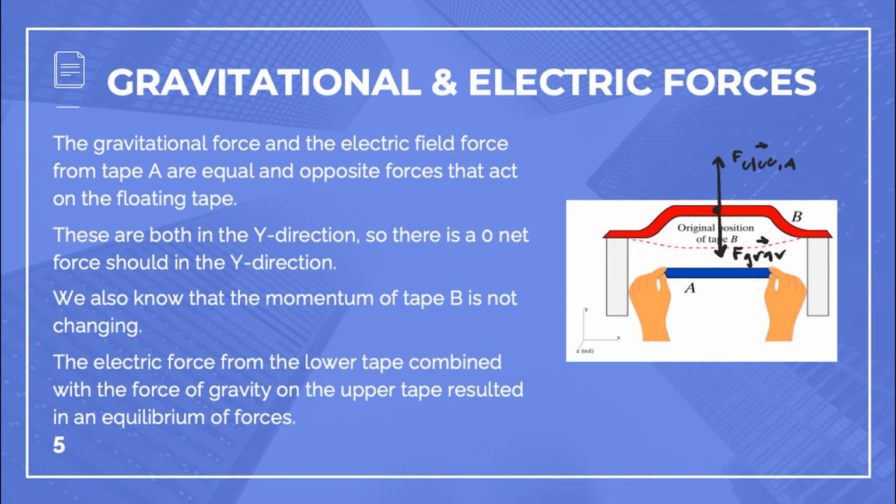To talk about the gravitational and electric forces that are demonstrated in this lab, the gravitational force and the electric field force from tape A are equal and opposite forces that act on the floating tape. Both of these forces are in the y direction, so there is a zero net force in the y direction. We also know that the momentum of tape B is not changing. So the electric force from the lower tape combined with the force of gravity on the upper tape resulted in an equilibrium of forces.